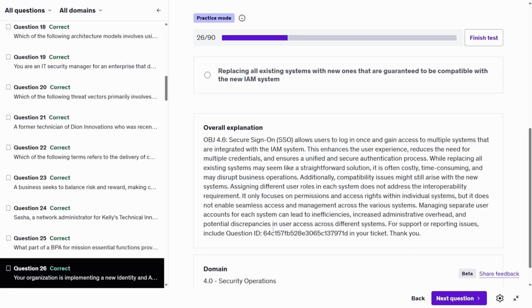While replacing all existing systems may seem like a straightforward solution, it is often costly, time-consuming, and may disrupt business operations. Additionally, compatibility issues might still arise with the new systems. Assigning different user roles in each system does not address the interoperability requirement. It only focuses on permissions and access rights within individual systems, but does not enable seamless access and management across the various systems. Managing separate user accounts for each system can lead to inefficiencies, increased administration overhead, and potential discrepancies in user access across different systems.